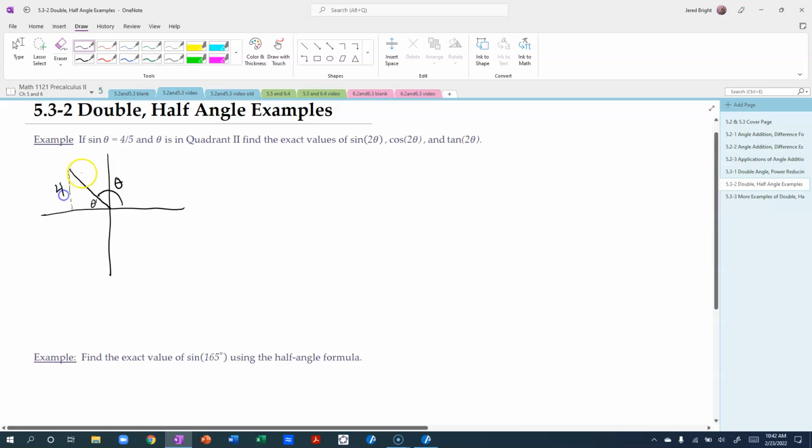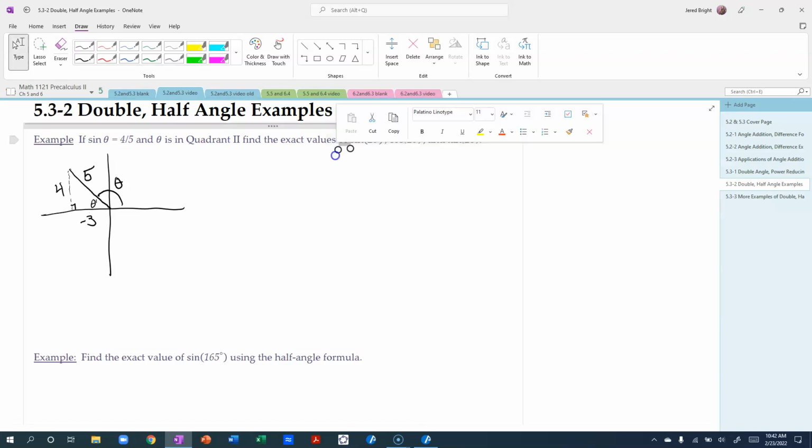So I just need to make sure that when I set things up using a reference angle, I include the proper sign. So 4 and 5 are the opposite and hypotenuse sides, and then the adjacent side would be 3, but negative due to the quadrant. Okay, that's helpful, but still I haven't figured out what I need to do.